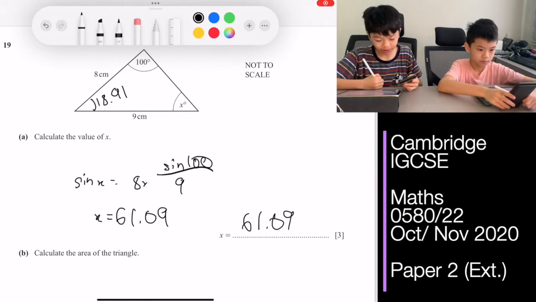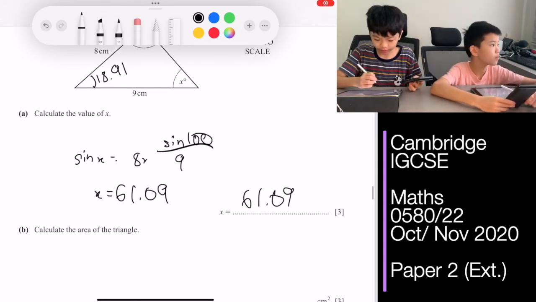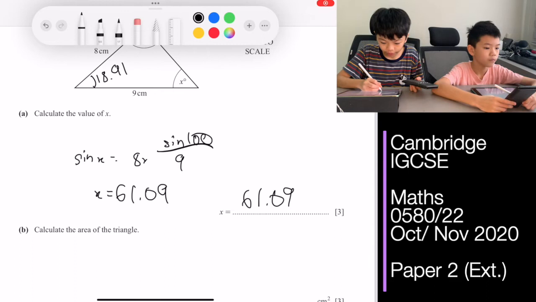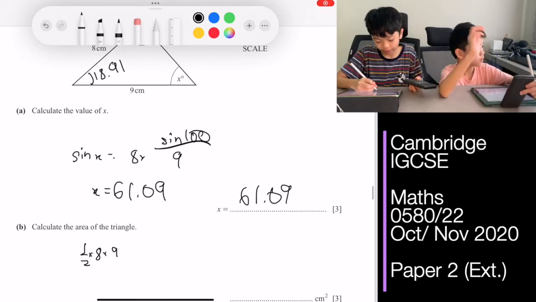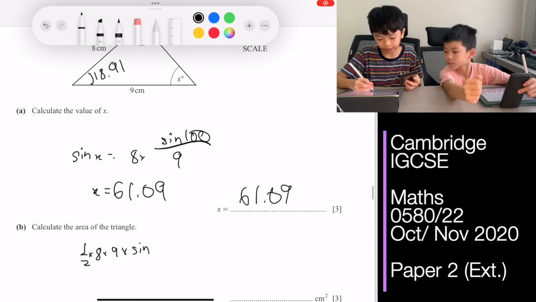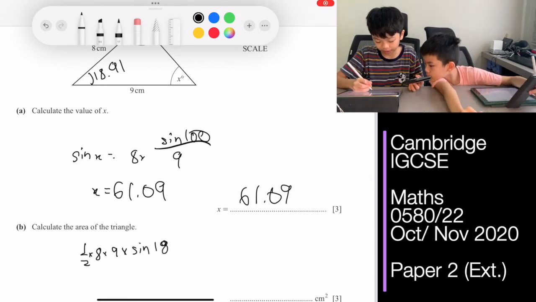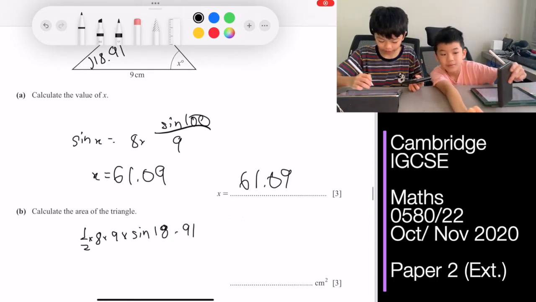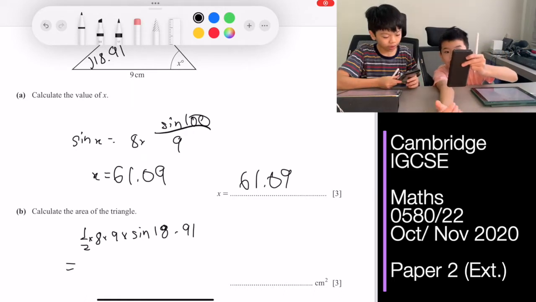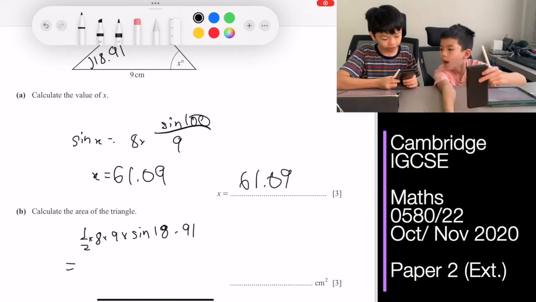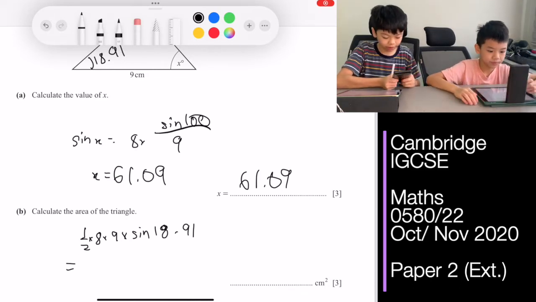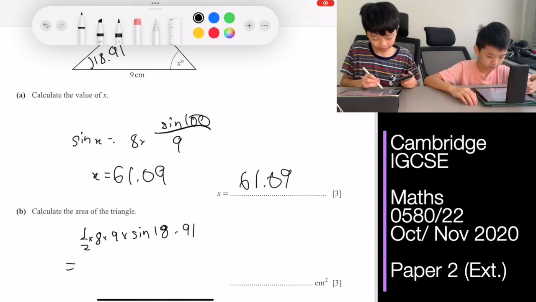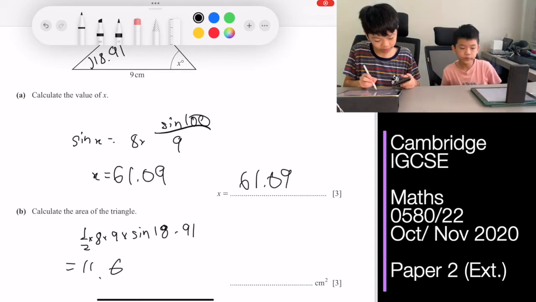But anyways, 18.91. Half times 8 times 9 times sine 18.91, which is 11.67.